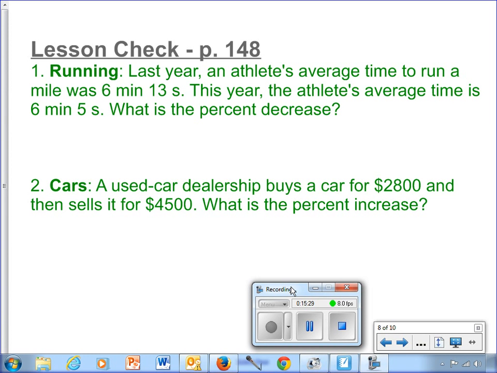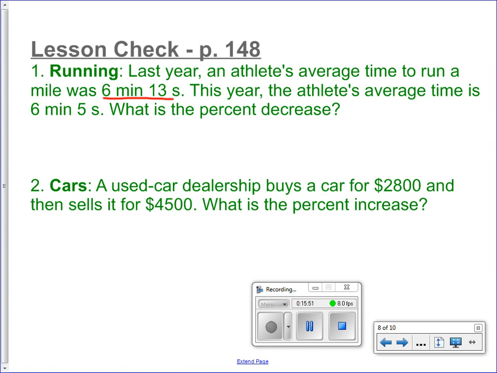Number 1, running. Last year, an athlete's average time to run a mile was 6 minutes 13 seconds. This year, the athlete's average time is 6 minutes 5 seconds. What is the percent of decrease? Okay, well, you'll notice we're actually dealing with two different measurements here, minutes and seconds. So I would highly recommend that you change to the smallest unit possible, which would be seconds.